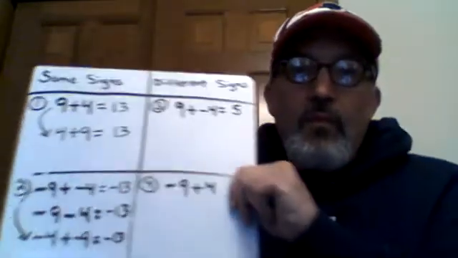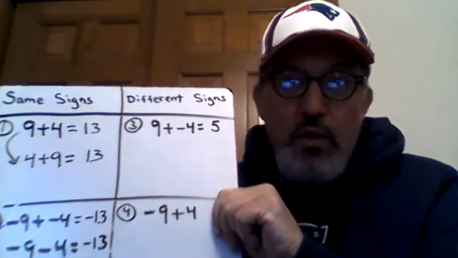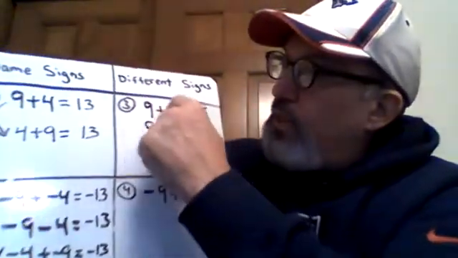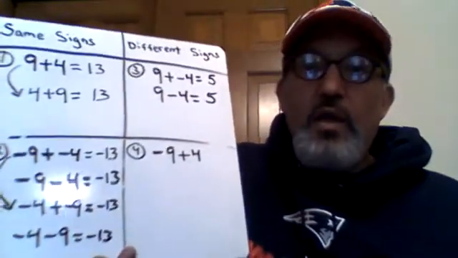Well, another way of writing 9 plus negative 4 is 9 minus 4. To subtract 4 means to add negative 4. You can go in either direction. If you start with 9 minus 4, you can write it as 9 plus negative 4. If you start with 9 plus negative 4, you can write it as 9 minus 4.